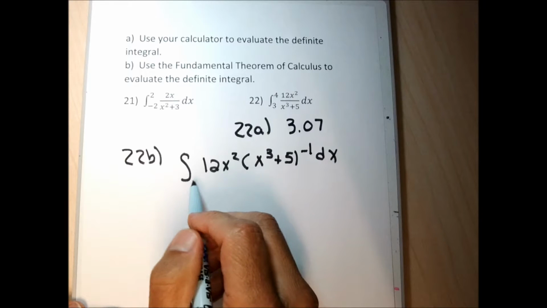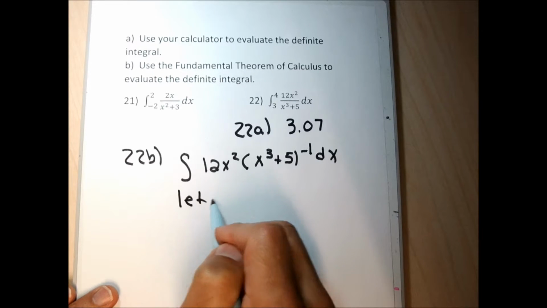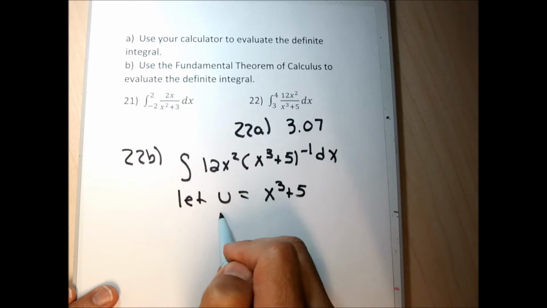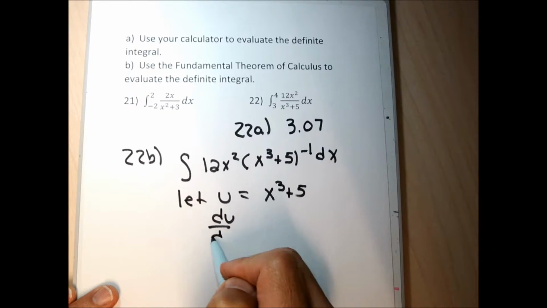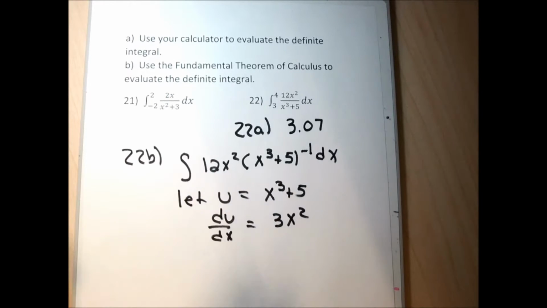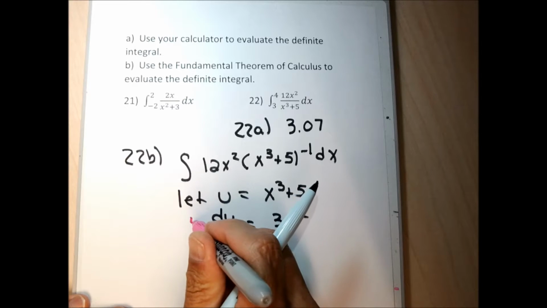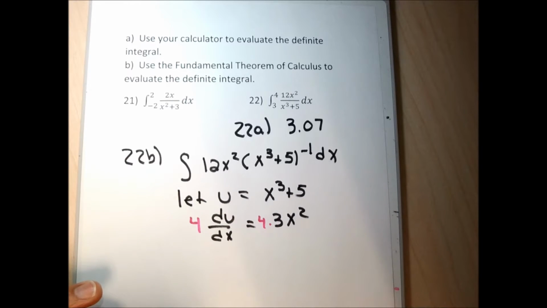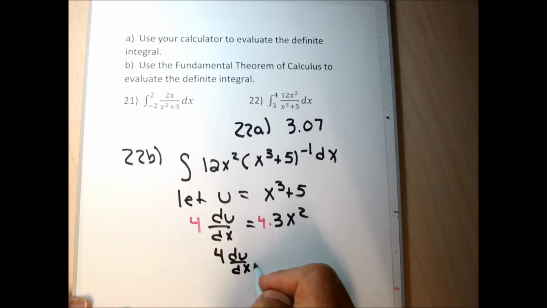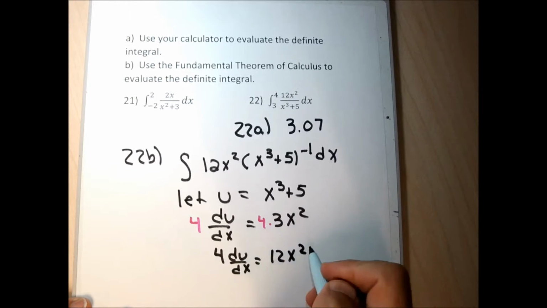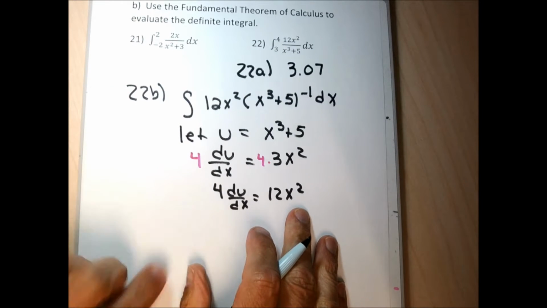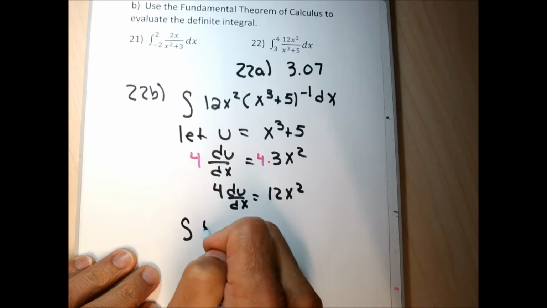So now I'll do my u substitution. I'm going to let u equal x cubed plus 5. Then du dx equals the 3x squared. But I need 12x squared, and I have 3x squared, so I need to multiply by 4. So I'm going to get 4 du dx equals 12x squared. So now I can do my substitution. In for the 12x squared, I'm going to put a 4 du dx.